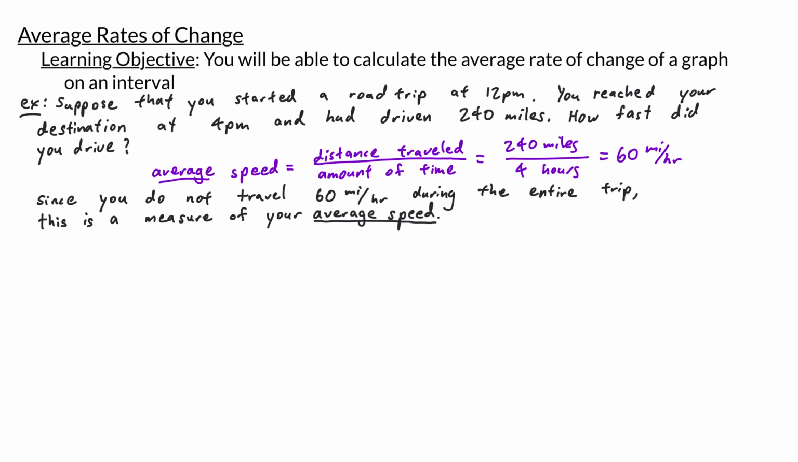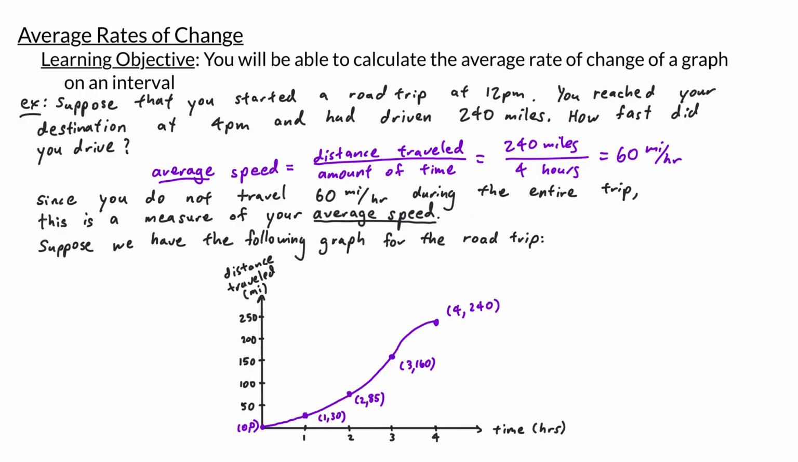Let's now look at what average rates of change mean when we look at graphs. Suppose that we have the following graph for our road trip. We see that on the x-axis, we are measuring the time in terms of hours. In the y-axis, we're measuring the distance traveled in terms of miles.